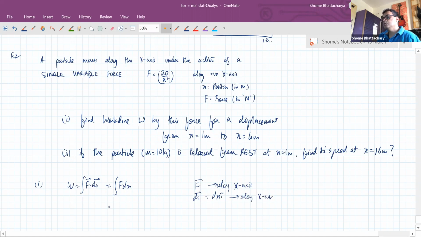Okay. Now you replace the force with the formula 20 by x square and you go from the initial position of x equal to 1 to the final position of x equal to 4. So this is the work done in this case.